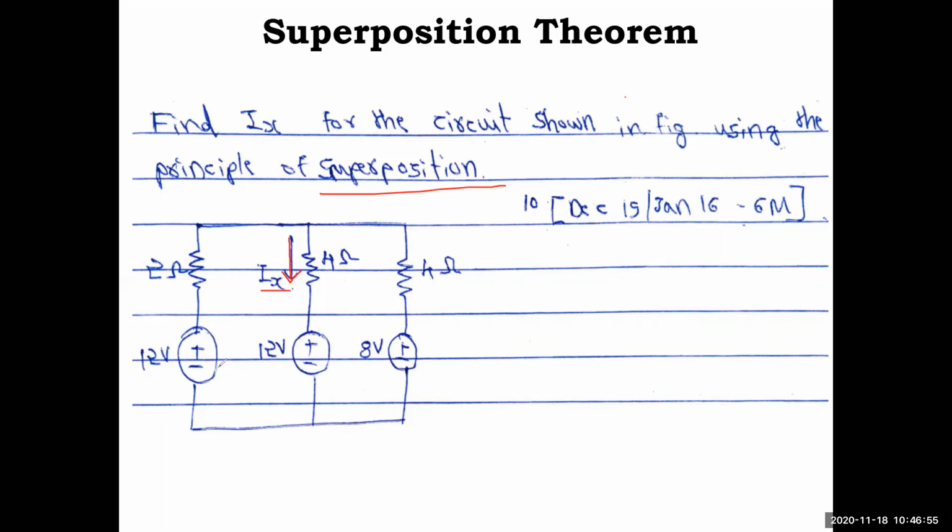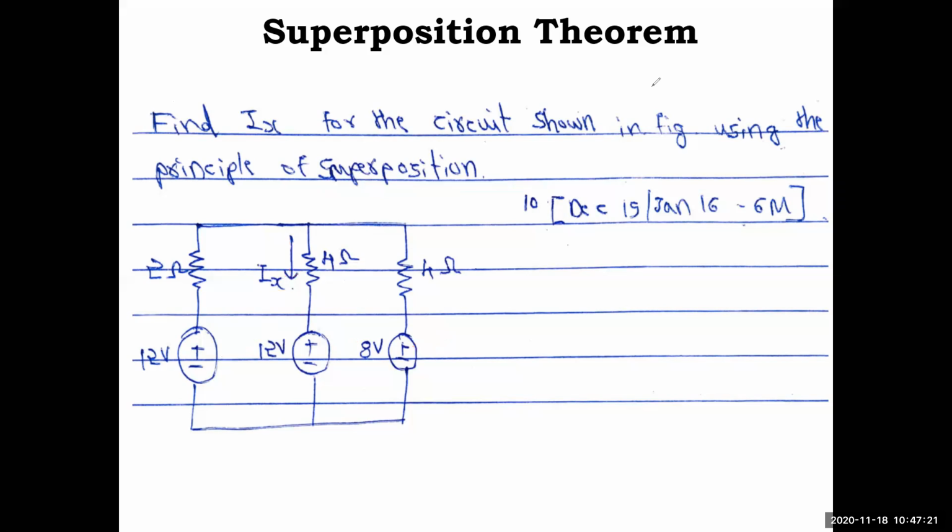Now we have three sources here. In each case you have to make one of these sources active and the others deactivated, and find the three currents Ix1, Ix2, Ix3, and then finally add the currents Ix1, Ix2, Ix3. You will get the total current Ix. This can be done using node analysis also, but here superposition is specified, that's why we have to go for that method. So we'll solve the solution.